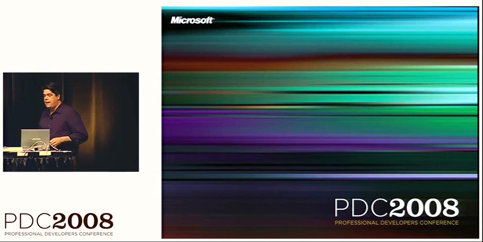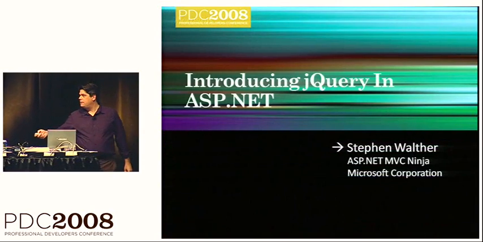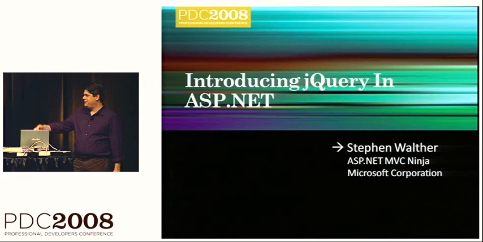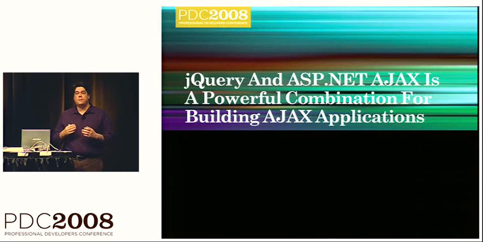So I have one main thesis tonight. My one main thesis, that's not it. There it is. My main thesis tonight that I'm going to try to prove to you by the end of this talk is that jQuery, when used in combination with ASP.NET AJAX, enables you to create a type of application that was not impossible to create before, but that was difficult to create before. It allows you to build pure AJAX applications.